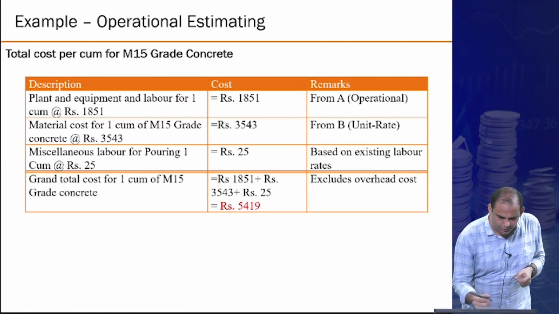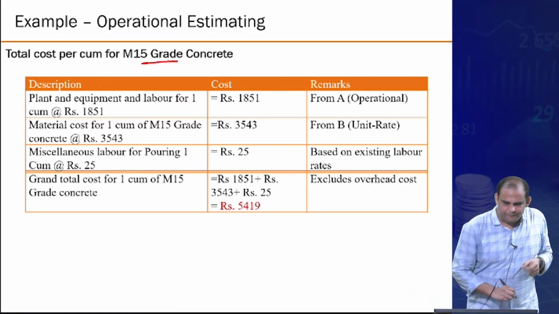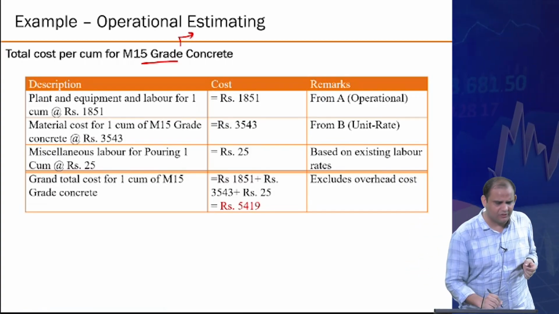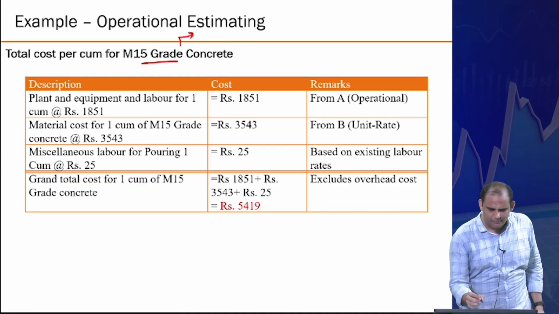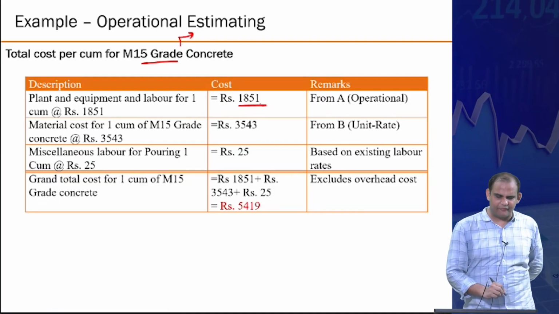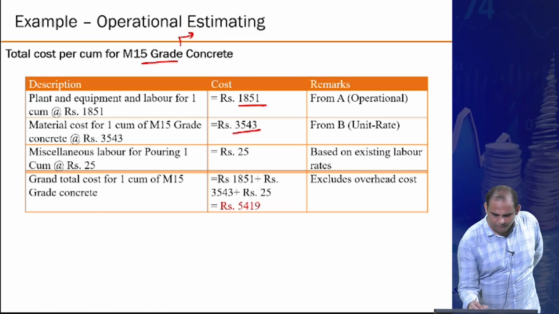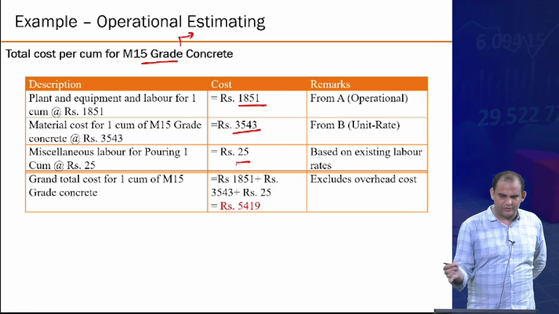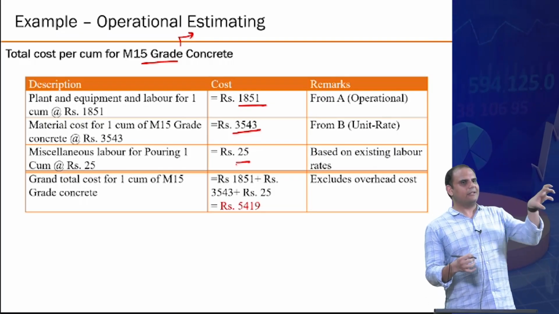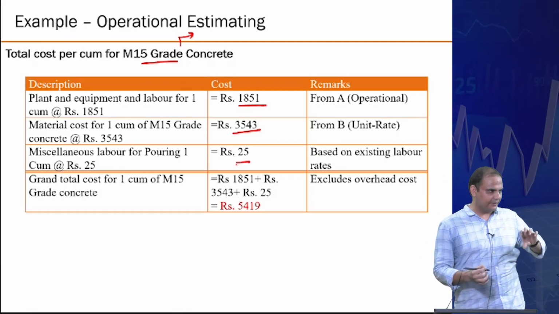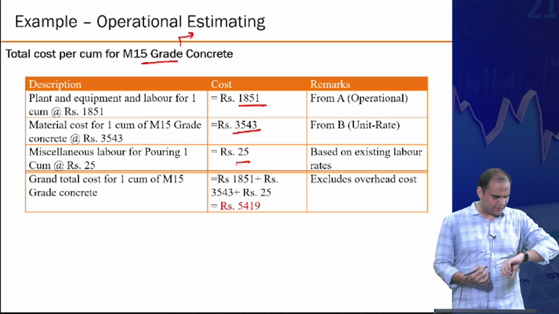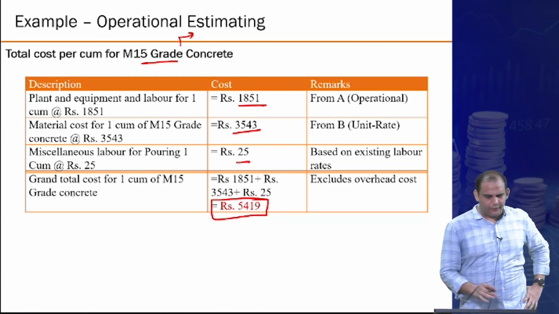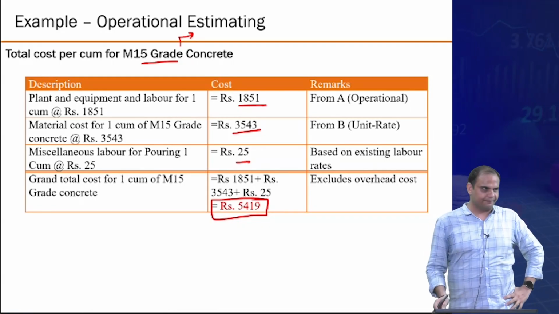So your total concrete per M15 grade, assuming that it is non-structural, so there is no steel as such, but essentially this is 1851, which is the plant and equipment, material cost, which is 3,543, and some miscellaneous labor based on some existing rate on top of that. So in each table you see there is a lot of margin inbuilt, and that is necessary also. It's not always for waste. So the total is coming out to be 5,419 rupees per cubic meter.